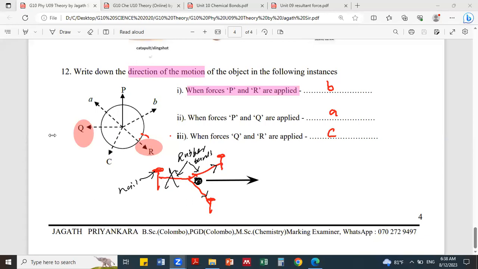Okay, so that's what you have to understand. You can prove it experimentally by using a small activity like this. So that is the end of this lesson.